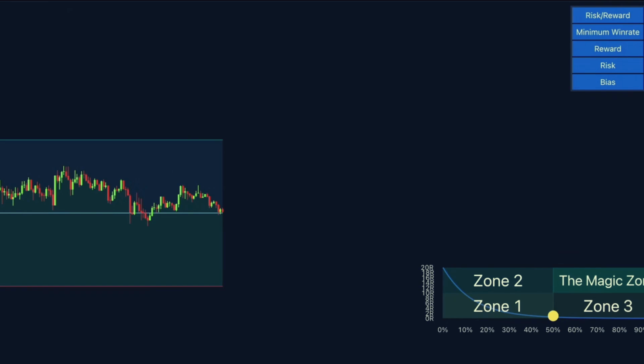For example, let's say the price is at the midpoint of the risk-reward box. This means that the risk-reward ratio should be 1, and the minimum win rate of your strategy is 50% to break even. I think this tool is a great addition to your existing strategy. Try it out.